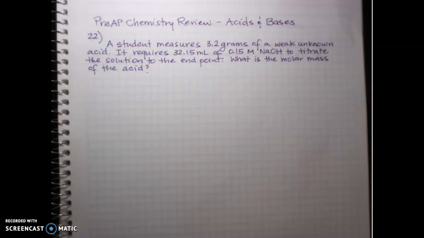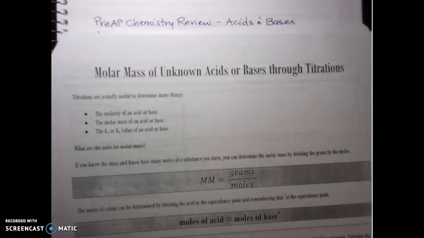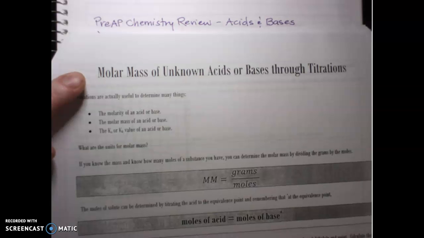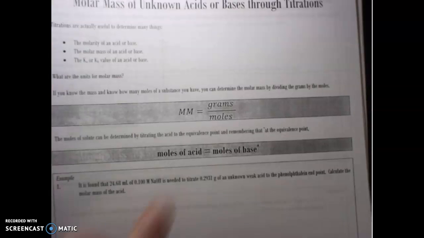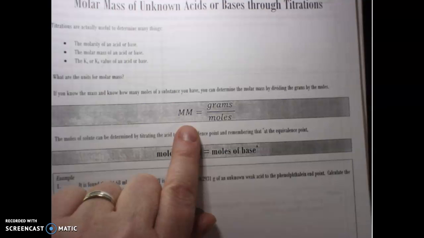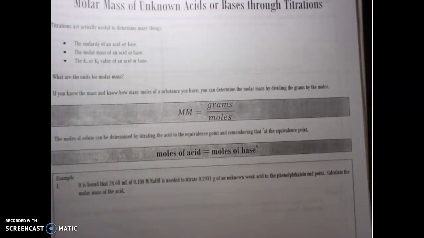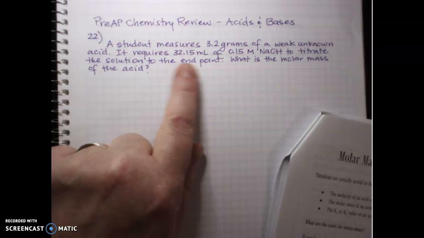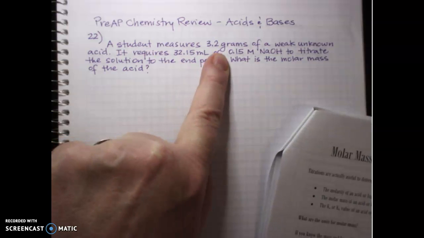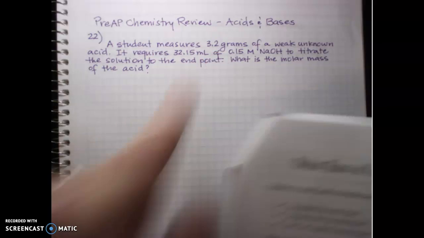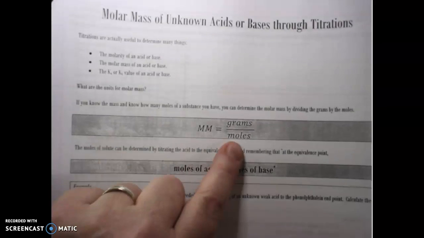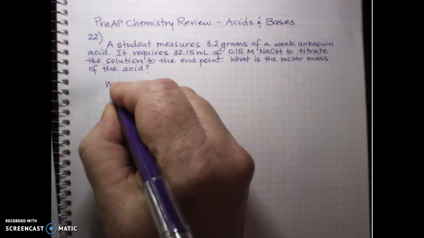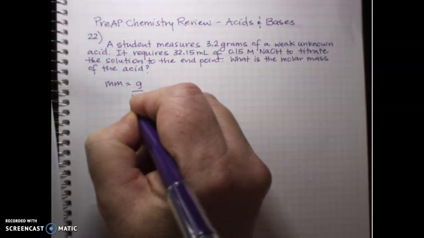So the first thing we need to talk about is what is it asking? What are the steps? What do we know? If you look in your packet on page 13, molar mass of unknown acids or bases through titrations, we know that, and this is old news, molar mass equals grams divided by moles. Well, we have grams of our acid, so what we really need to know is the number of moles.